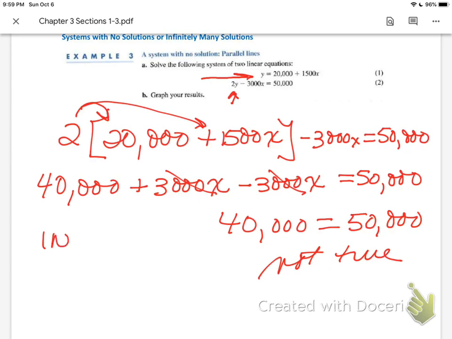So I have an inconsistent solution, and what does that tell me? It tells me that my two lines are parallel. If I had manipulated my second line to be a y equals, I would see that the slope, which is the coefficient of the x term, is the same in both, which would have tipped me off that I had a parallel line situation. Okay, let's go on to the next page.